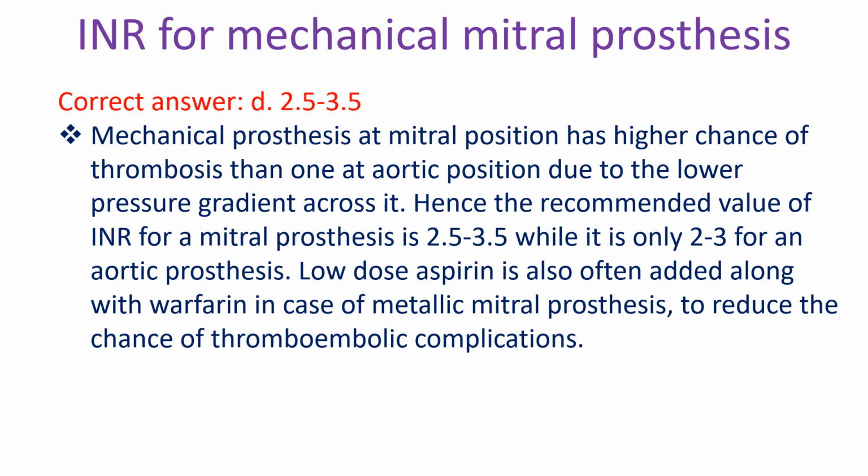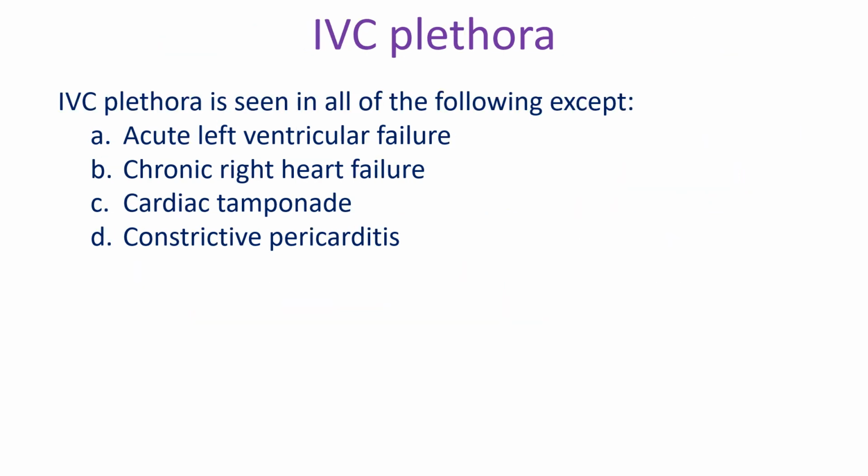Mechanical prosthesis at mitral position has higher chance of thrombosis than one at aortic position due to the lower pressure gradient across it. Hence, the recommended value of INR for a mitral prosthesis is 2.5 to 3.5, while it is only 2 to 3 for an aortic prosthesis. Low-dose aspirin is also often added along with warfarin in case of metallic mitral prosthesis to reduce the chance of thromboembolic complications.